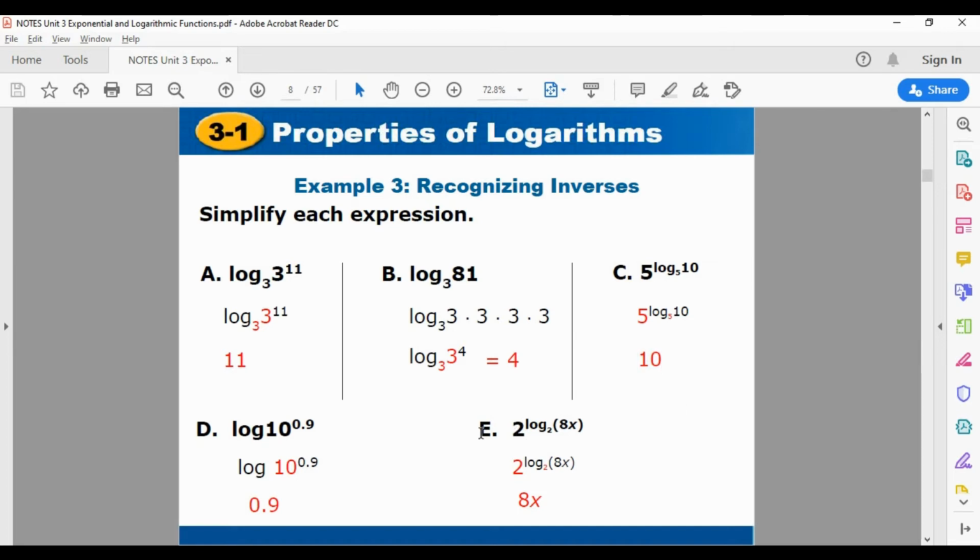So as for problem E, if you take a look at this, this is 2 log base 2 of 8 to the power of x. Since the exponent and the logarithm are the same base, the answer is just going to be the independent value of the logarithm, which was just 8x.